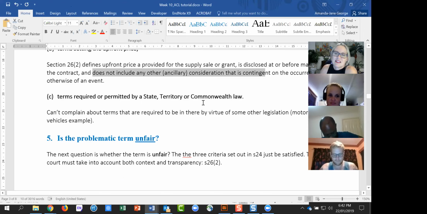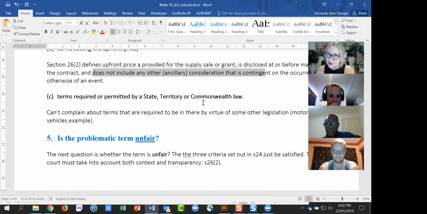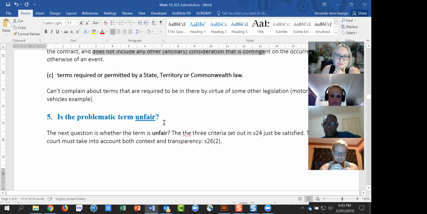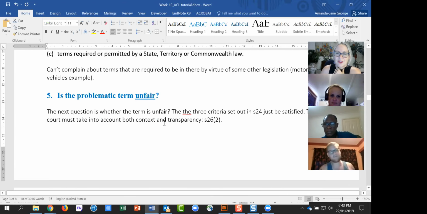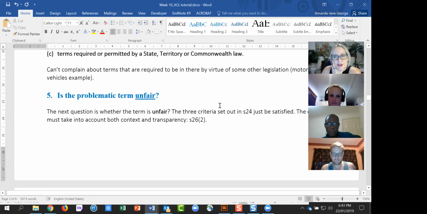The next one is: is the term itself unfair? So we've jumped over the hurdles. It's a consumer contract. It's a standard form contract because we've got the presumption working in our favour. It's not an excluded contract. It's not an excluded term. So then we look at the nature of the term itself and ask ourselves, is it unfair? You need to look at, I'll make you work for your money, all right, 3 criteria. What are the 3 criteria?